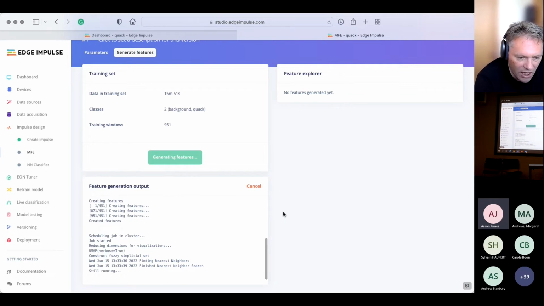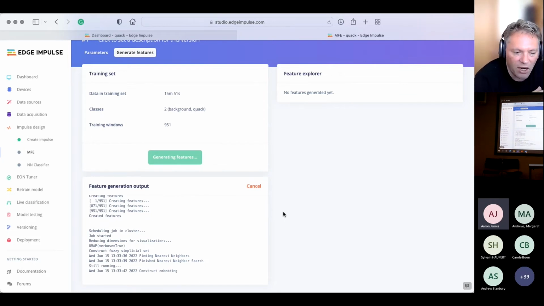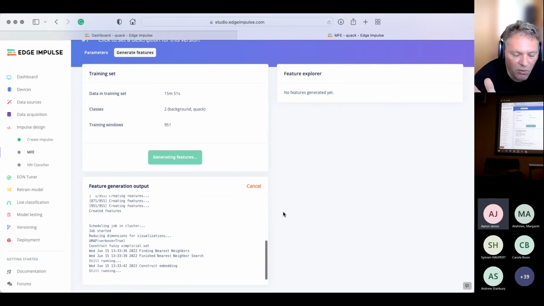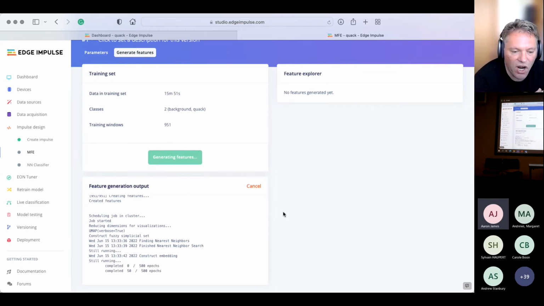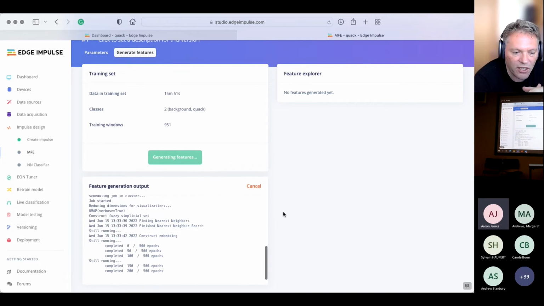That's a key advantage of this tiny ML approach, where we know that we're going to sacrifice a little bit of performance in the classifier, but we're going to get something that's going to run on a very small processor.